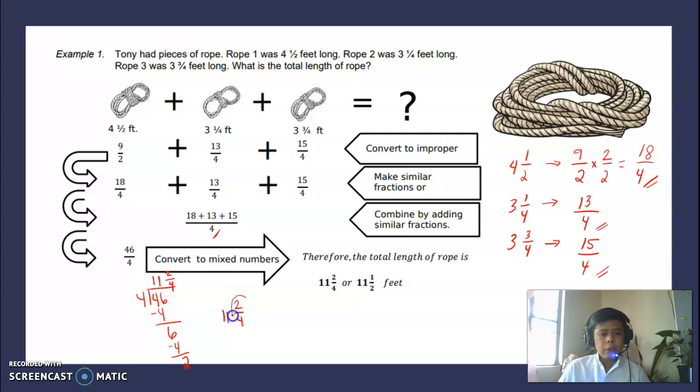Yung 2/4 na to, pwede mo siyang i-reduce pa. Yung 2/4 kasi, pwede mo sila i-divide ng 2. Ang 2 divided by 2 ay 1, tapos yung 4 divided by 2 is 2. So, you have 11 and a half. And don't forget yung ating unit, feet. So, yung kabuuang haba ng rope ay 11 and a half feet.